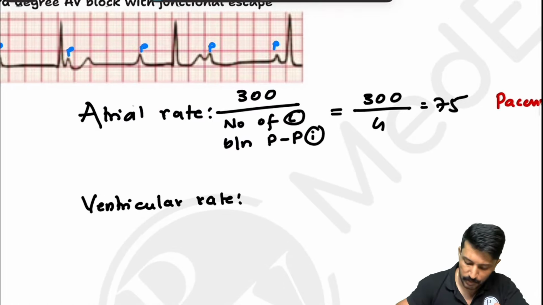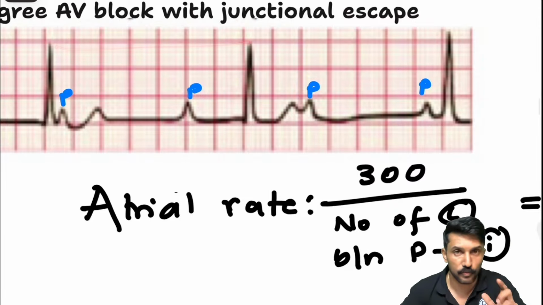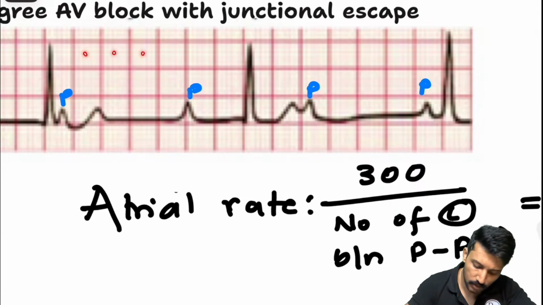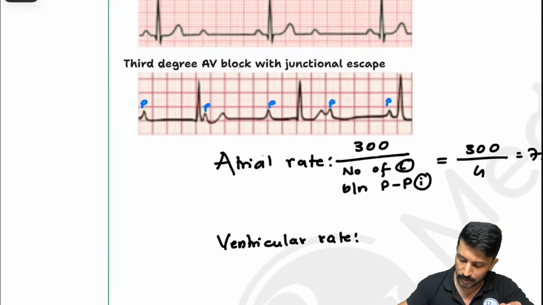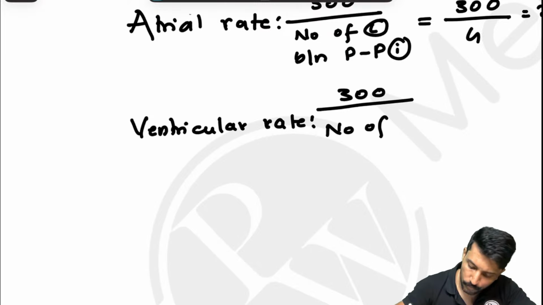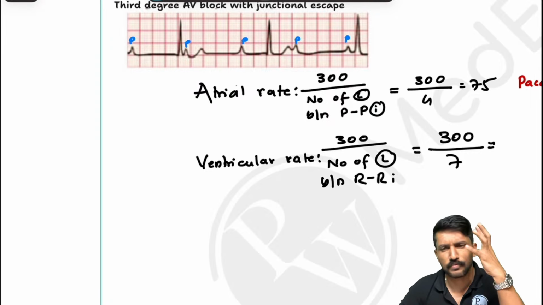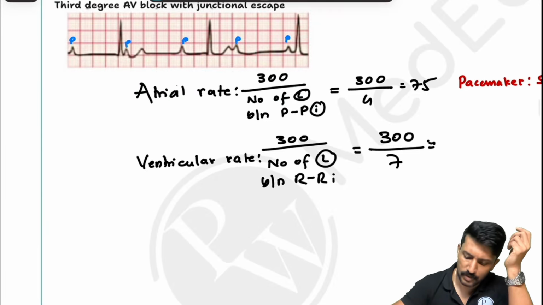Let us see what is the pacemaker for the ventricle. Ventricular rate is 300 divided by the number of large boxes between RR. So 1, 2, 3, 4, 5, 6, and I can say 7. So 300 divided by 7. In this case, it will be 300 divided by 7. I don't know the exact number, but I can guess it is around 42 something, approximately 40.